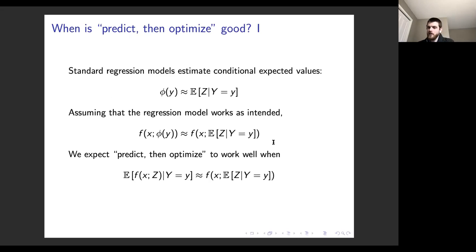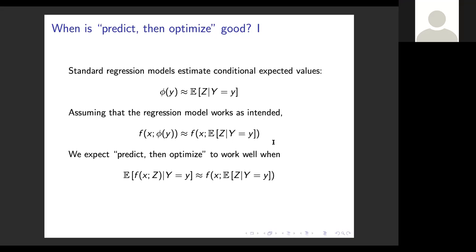Can I ask you a quick question? So phi cannot be a distribution. It will be a particular c within the set. Yeah, so phi is not a distribution. It's a single point prediction. Okay, perfect. Are there any other questions?